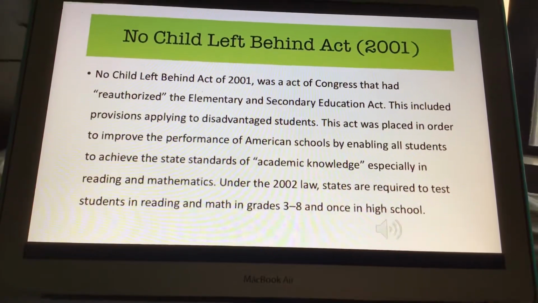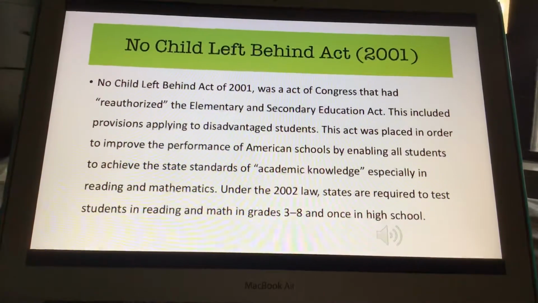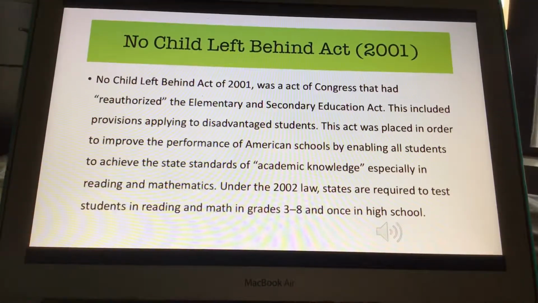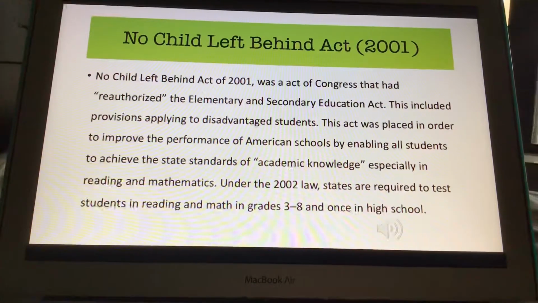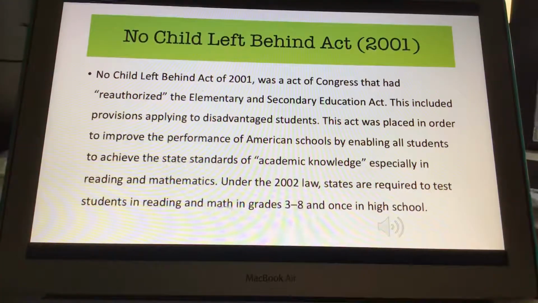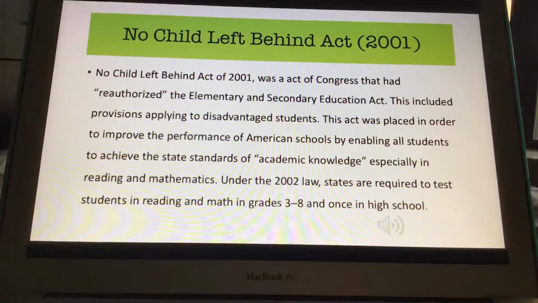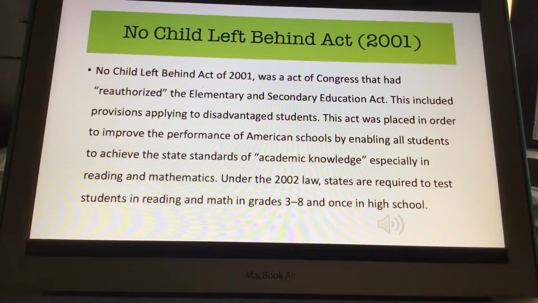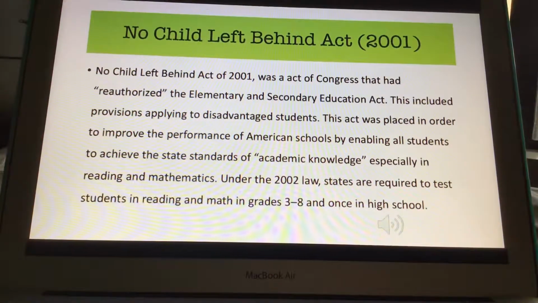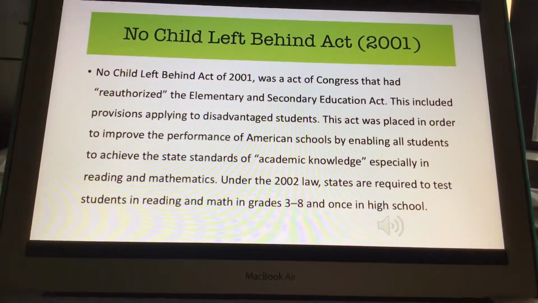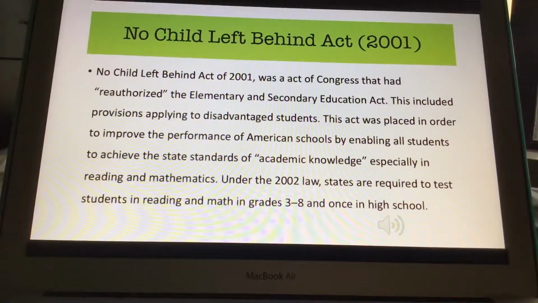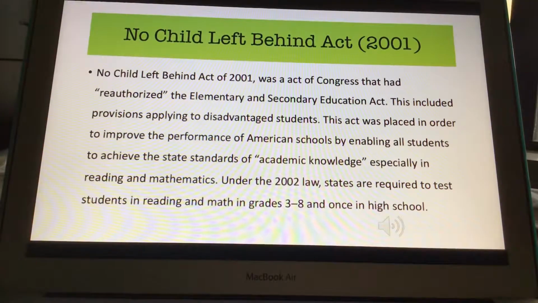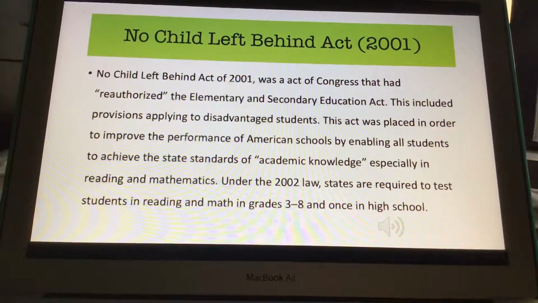The No Child Left Behind Act of 2001 is one of the more recent educational laws that have been put into place. The No Child Left Behind Act of 2001 was an act of Congress that had reauthorized the Elementary and Secondary Education Act. This included provisions applying to disadvantaged students. This act was placed in order to improve the performance of American schools by enabling all students to achieve the state standards of academic knowledge, especially in reading and mathematics. Under the 2002 law, states are required to test students in reading and math in grades 3 through 8 and once in high school.